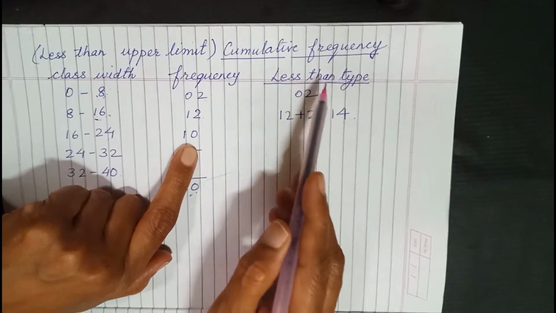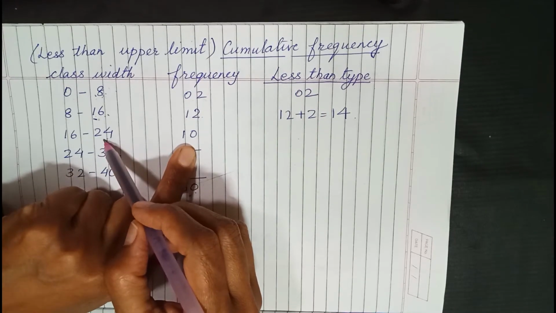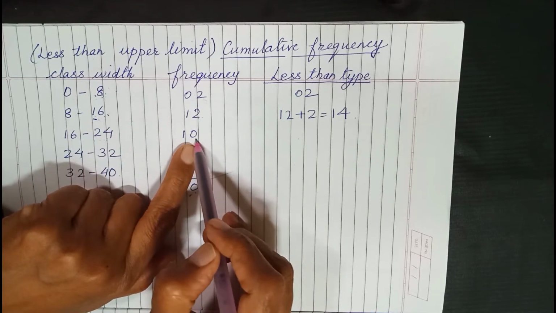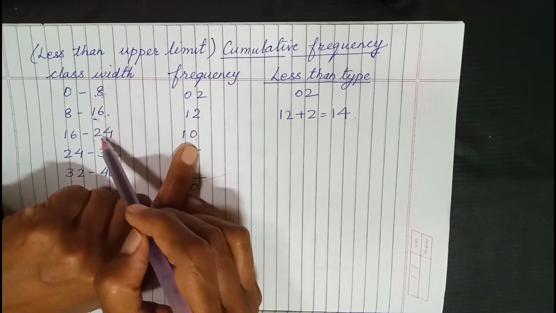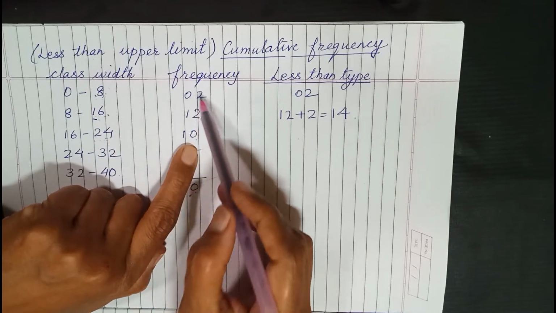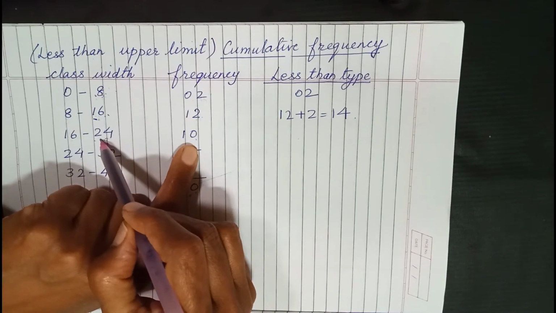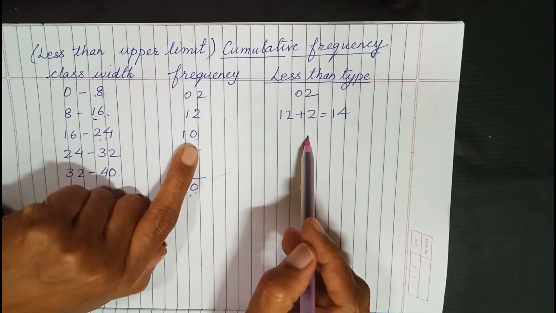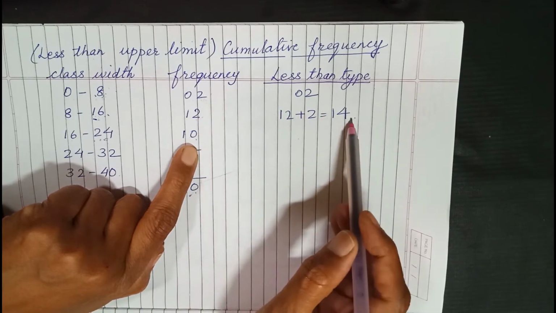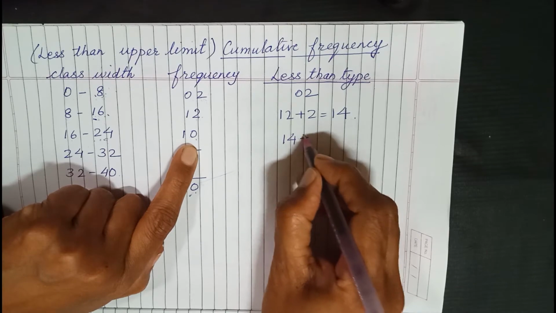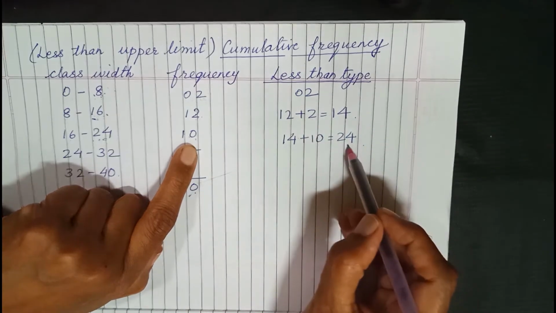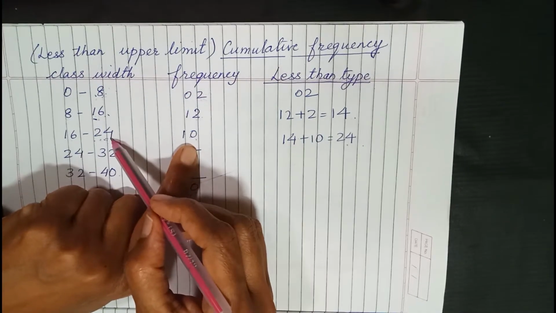Now we are supposed to find the total frequency which is less than 24. You can see less than 24 includes 16 to 24 in this group, 8 to 16 with 12, which is also less than 24, and 0 to 8 with 2, which is also less than 24. That means all these three frequencies are less than 24. So for the cumulative frequency less than 24, you add all three, of which these two I have already added to give 14. So 14 plus 10 is 24. That means 10 plus 12 is 22, plus 2 is 24. All of them are less than 24.